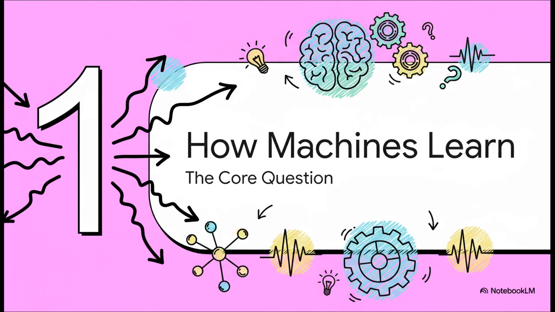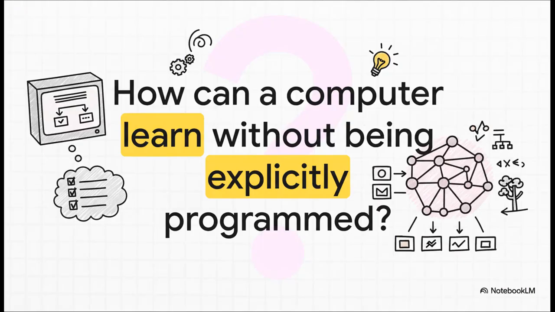So, let's kick things off with the one question that really changed everything in computer science. You see, for decades, we had to tell computers exactly what to do, line by line by line. But the real game changer was when we flipped the script. What if, instead of giving it a million rules, we just gave it a ton of examples and let it figure out the rules for itself? That question, right there, is the entire reason neural networks exist.